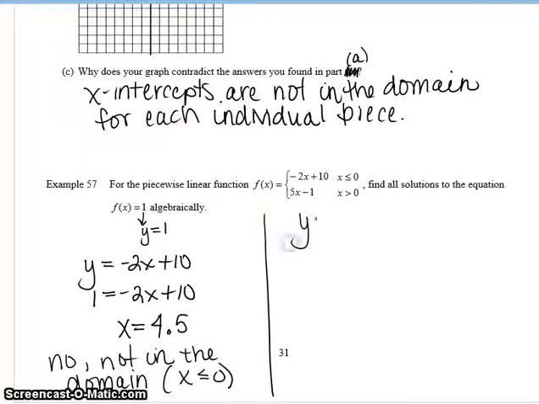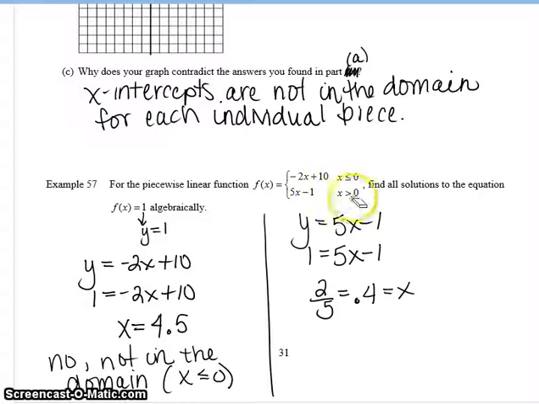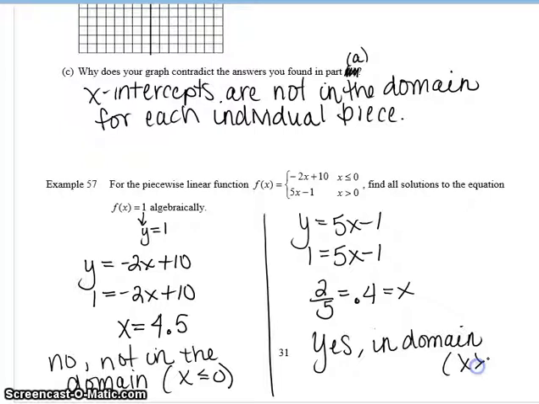All right, we're going to do the same thing for the second equation. So the second one right here would say 5x minus 1. Again, you're going to substitute in a 1 for y, and then solve for x. When you solve this for x, you end up getting 2/5, which for me is easier to look at as 0.4, and that's x. Now if you go back up to this domain, it says x is greater than 0. Well, 0.4 is greater than 0, so yes, it's in the domain. Okay, so it is a solution because 0.4 is greater than 0.